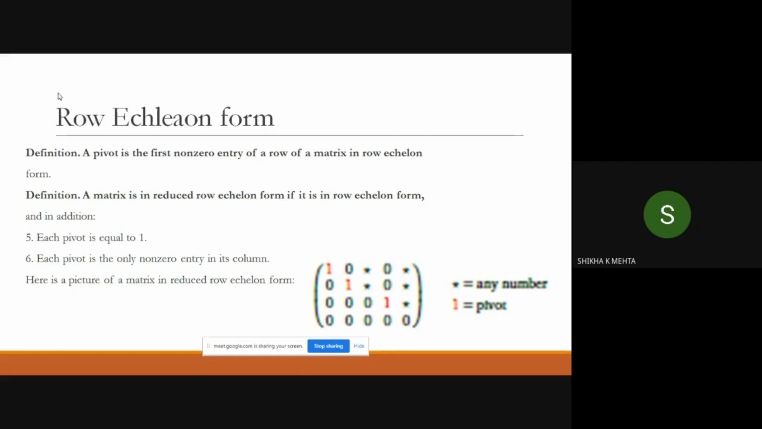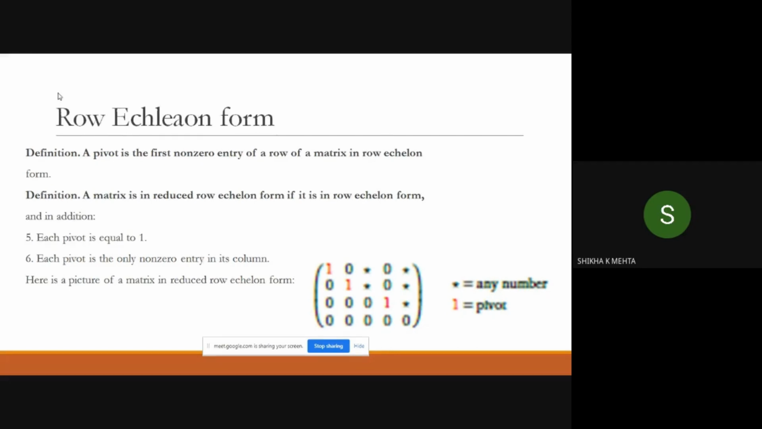Then how do we define that this particular matrix is in the reduced row Echelon form? First thing we have to see is that the matrix is in the row Echelon form. Then if it is in the row Echelon form, when do we say it is also in the reduced row Echelon form? In the reduced row Echelon form, the first condition is that the pivot is equal to 1. In the row Echelon form, the pivot can be any non-zero entry, right? Then the sixth point, in addition to the row Echelon form, is that each pivot is the only non-zero entry in that column.